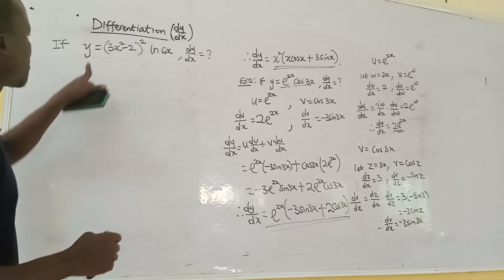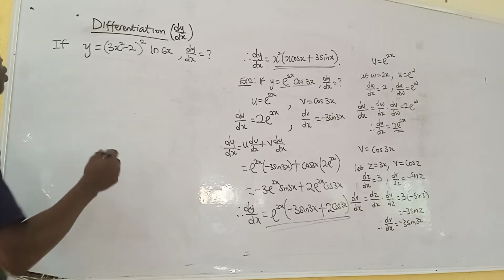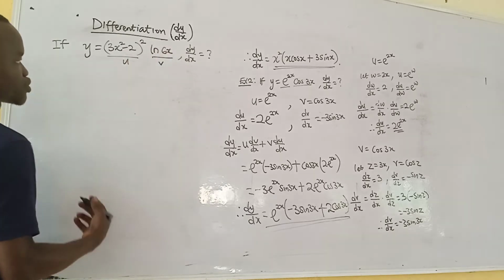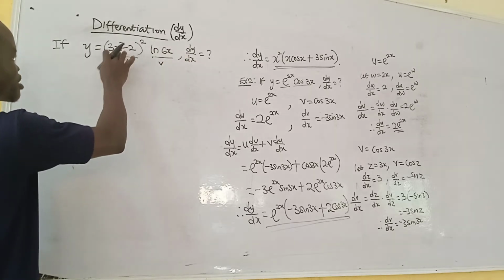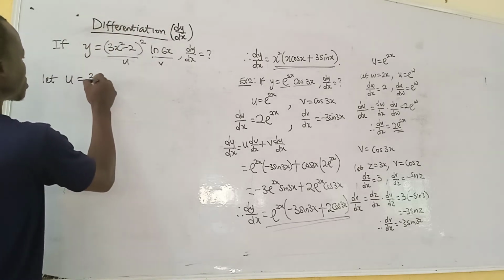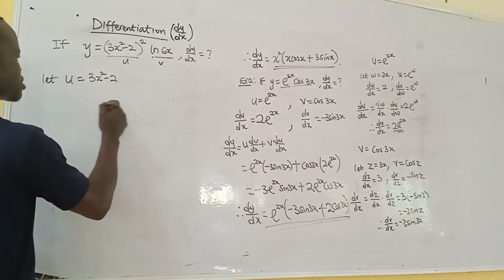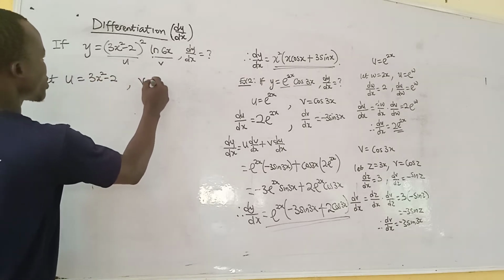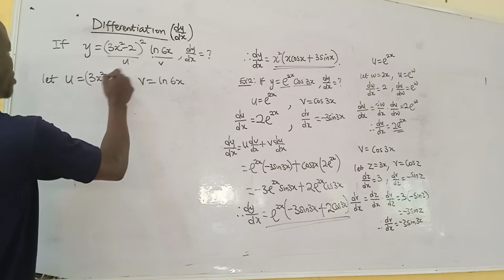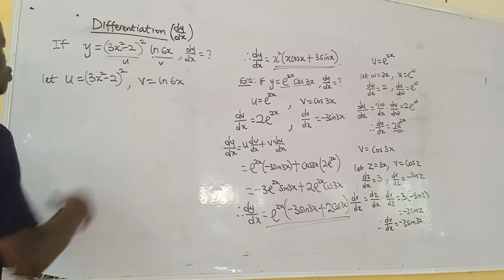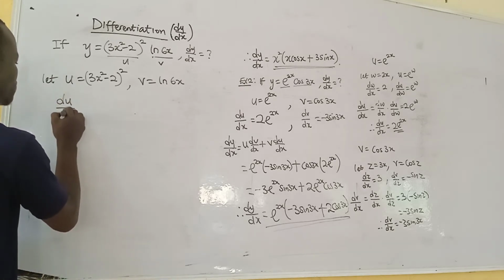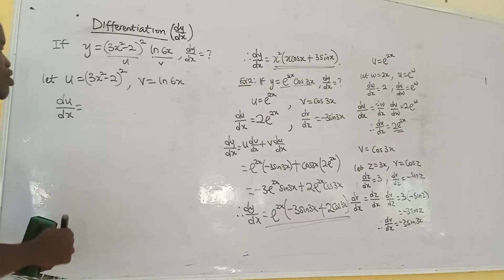So now, if y equals this, then dy/dx is what? You let one be equal to u and the other be equal to v. You can see this is a product of two functions. This is ln 6x, and this is still a polynomial with a power. So now you say, let u be equal to 3x squared minus 2, so that our v will now be equal to ln 6x. Oh, sorry, u is (3x squared minus 2) raised to power 2, because u will be this and v will be the other. So now the next thing for us is to find du over dx. But du over dx requires what?